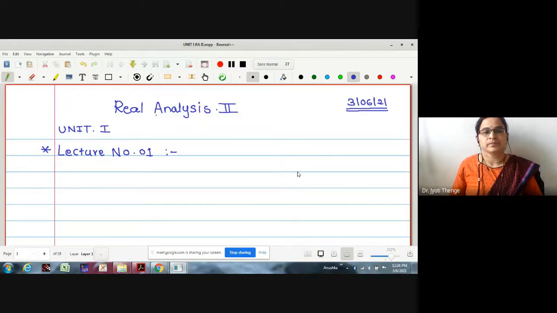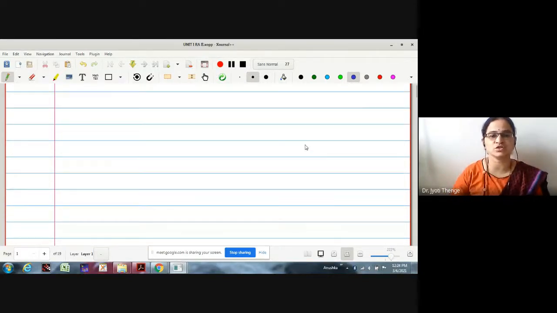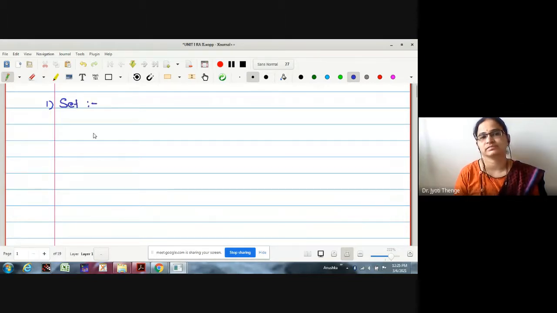Now we will start with some basic definitions. One by one, I will write the definitions, and you have to tell me. First definition: what is a set? Today we will take only some introductory basic concepts, because once we understand the basic notions very clearly, only then can we understand this Lebesgue measure part smoothly, right? What is a set, you know?